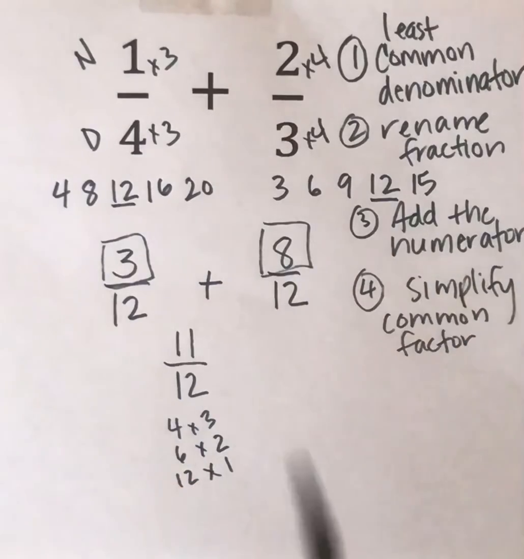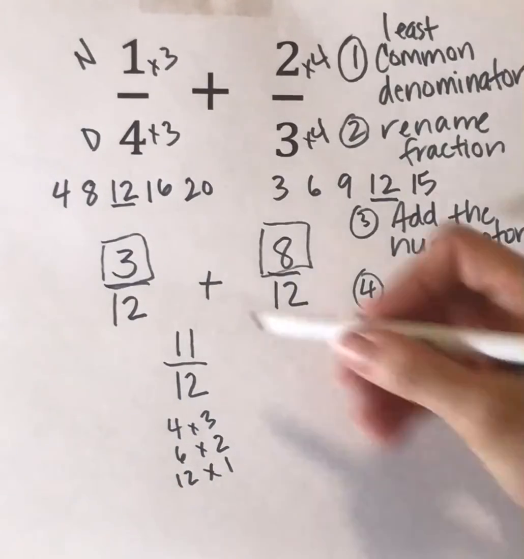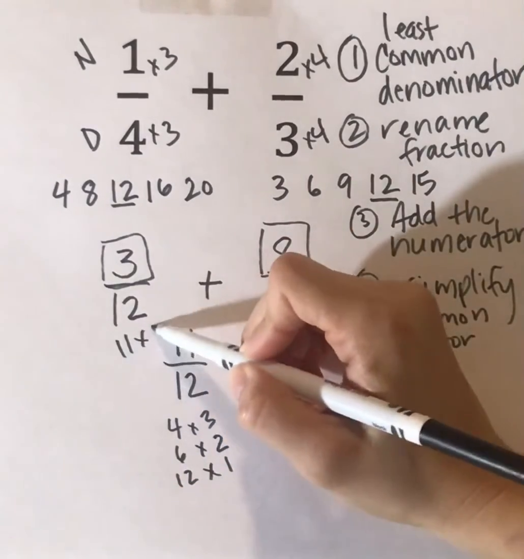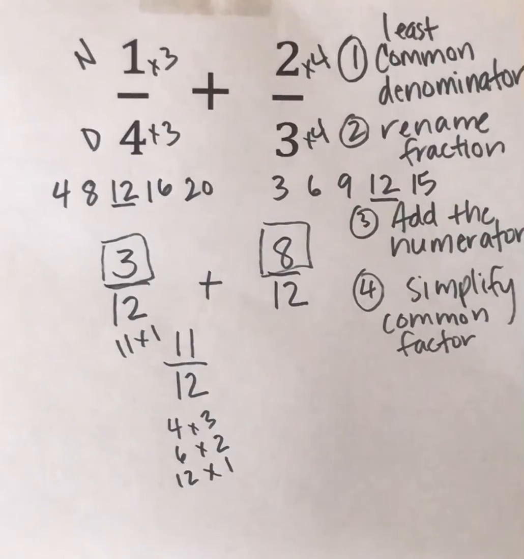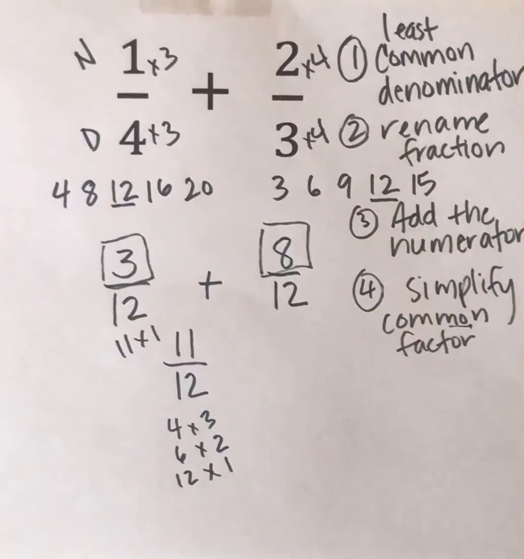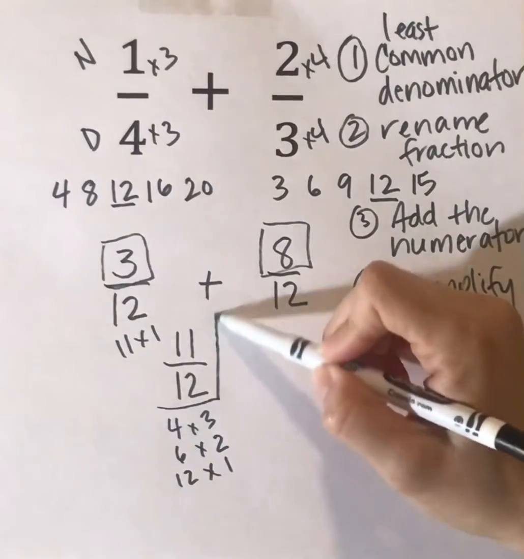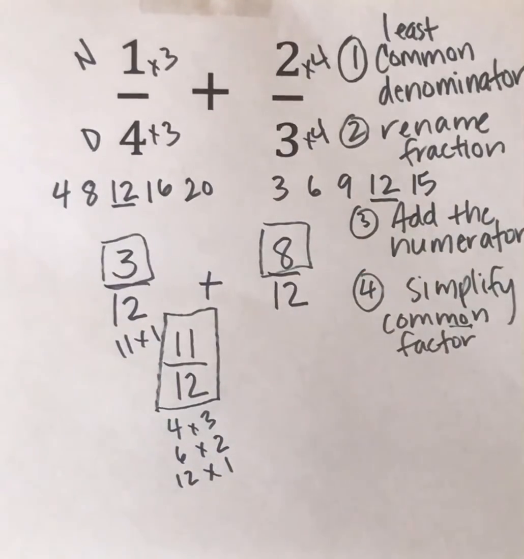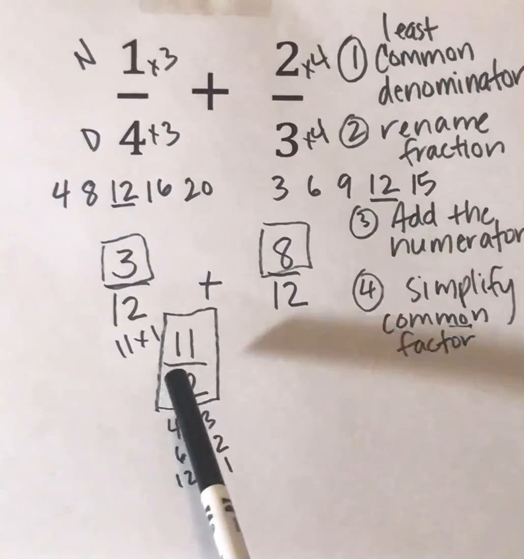And then I think about 11. Well, 11 only has one factor, which is 11 times 1. And we call that a prime number. So as you can see, I'm looking for something that's common, and all I see that's common between the two is 1. And 1 is not going to do me any good. So we would say then that 11/12 has no common factor in order to simplify. So then my answer would be 11/12.